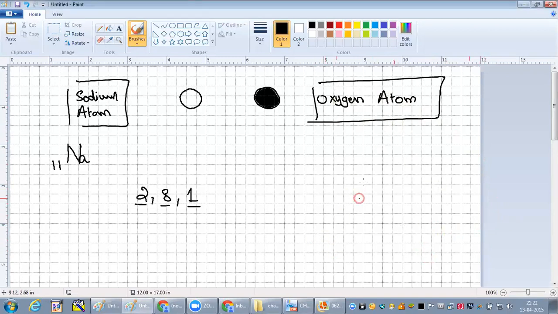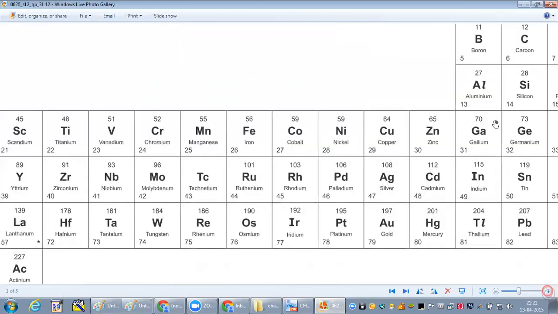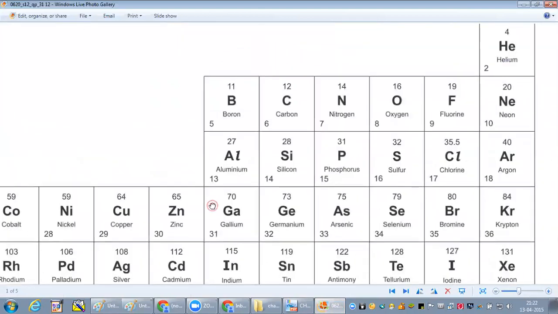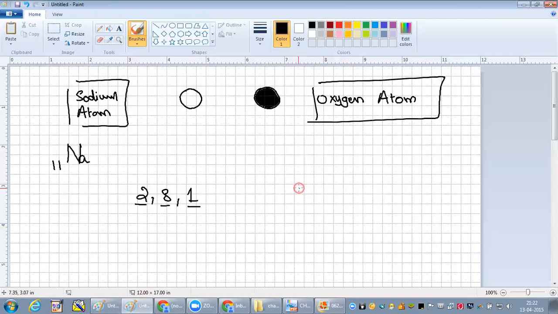In the same way we will get the electronic configuration of oxygen. Oxygen is over here, and its atomic number is 8. I'll zoom in so I can show it to you. This is oxygen, its atomic number is 8, so there will be 8 protons. So the electronic configuration of oxygen is going to be 2 in the first orbit, and the second orbit will contain 6 electrons.